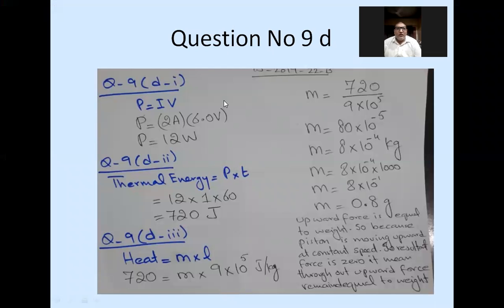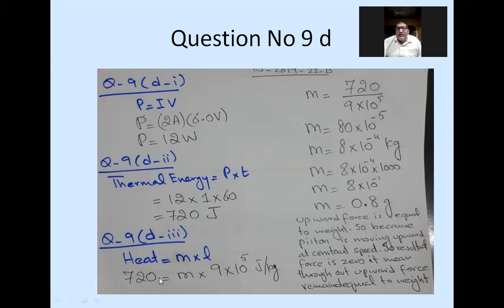Okay. So question number 9D first part, power is equal to IV. Power is equal to 2 ampere multiplied by 6 volt and 12 watt will be the answer. The second part is you have to calculate the thermal energy, the electric energy which is used or the thermal energy which is produced. It can be found by the formula power multiplied by time. The power is 12 watt and the time is 1 minute. I will convert the minutes into seconds. That will be 1 multiplied by 60. So you will have 12 into 1 into 60. That's 720 joules. So the thermal energy produced will be 720 joules.